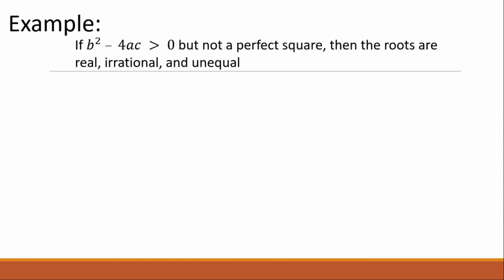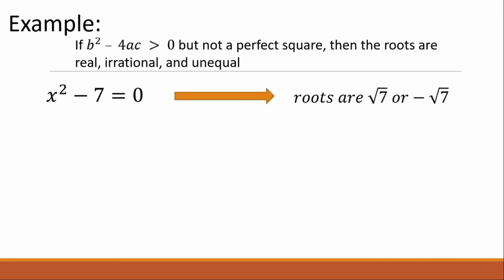Another one, if b squared minus 4ac is greater than 0 but not a perfect square, then the roots are real, irrational, and unequal. Given that x squared minus 7 is equal to 0, so ang kanyang roots ay square root of 7 or negative square root of 7 by extracting the square root.